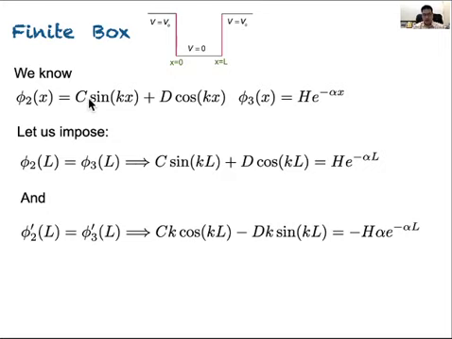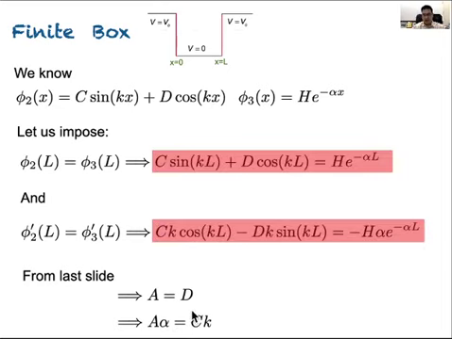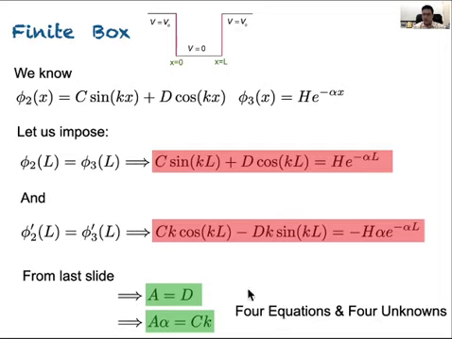It will be Ck times cosine kx minus Dk times sine of kx, at x equal to L. So this is what you have got: Ck times cosine kL minus Dk times sine kL is equal to minus H times alpha times e to the power minus alpha L. So these are the two conditions that you have got, and from the last slide we have seen that A is equal to D and A alpha is equal to Ck. Now these are the 4 equations we have, and these are the unknowns that we have. Okay, so 4 equations and 4 unknowns we have.